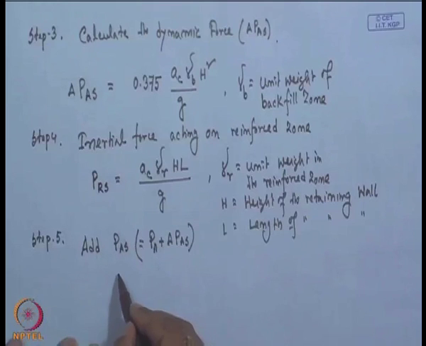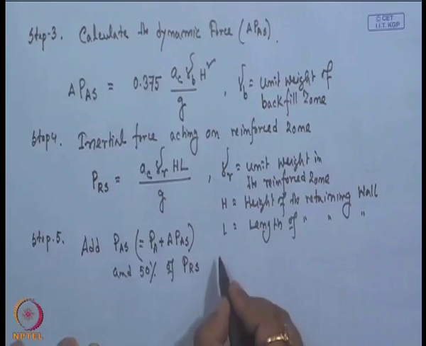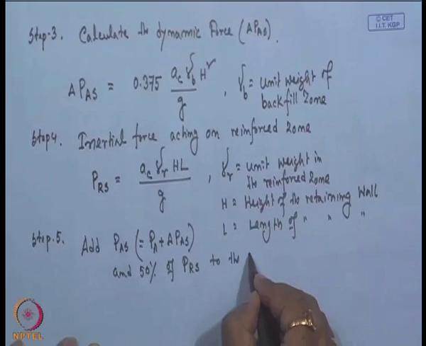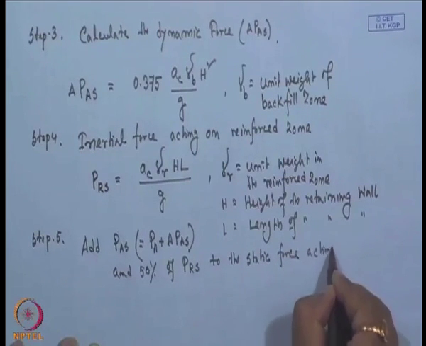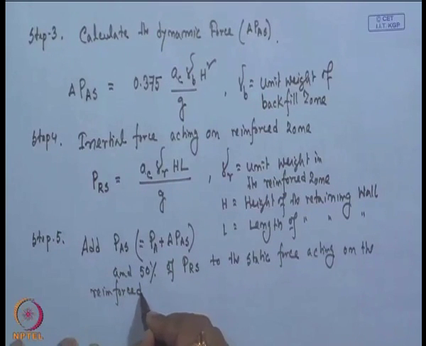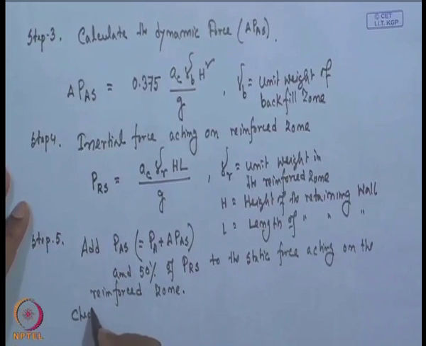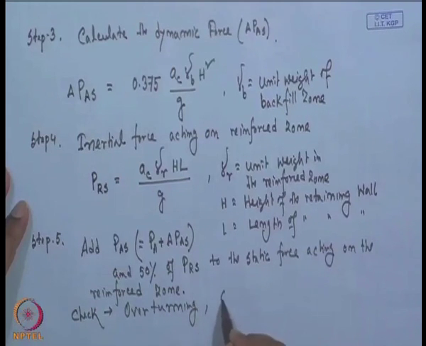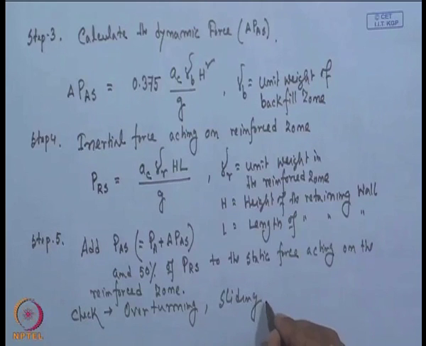So, we have to add P_AS and 50% of P_RS to the static force on the reinforced zone. And you have to check all the possibilities, and then check overturning and sliding again.